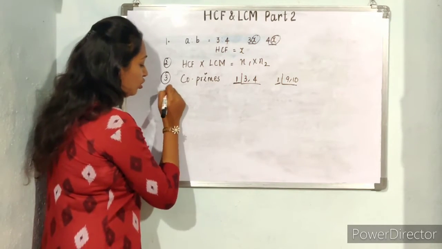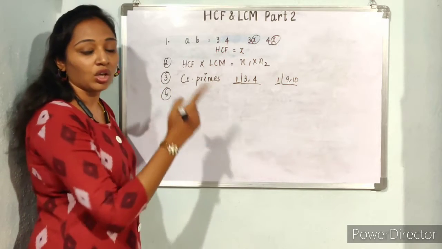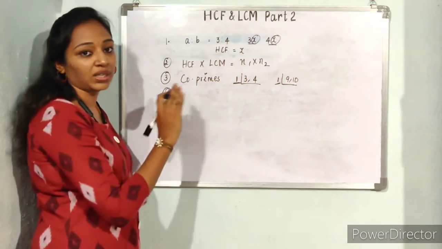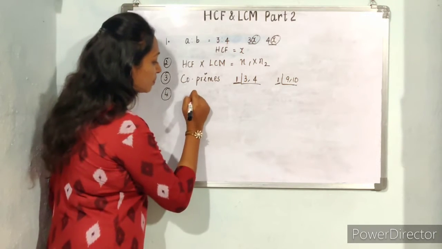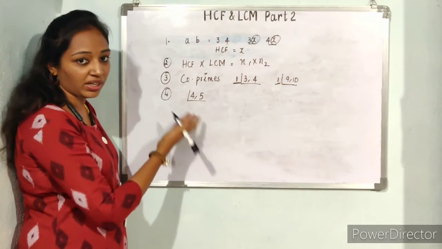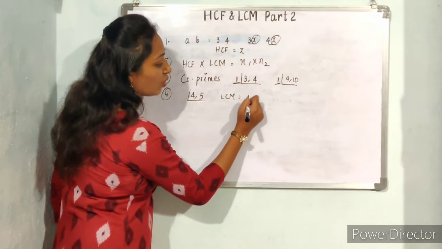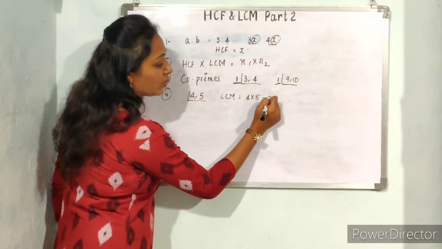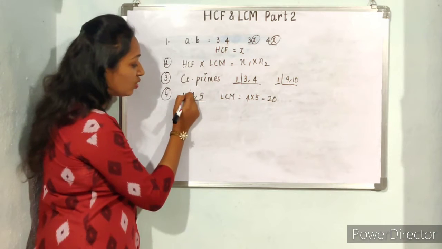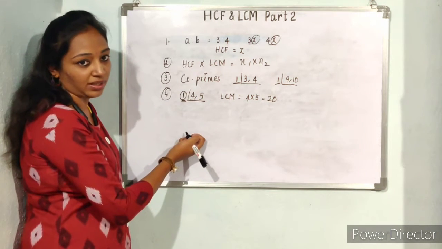The fourth concept is, if we have any two numbers which don't have a common divisor, the multiplication of those two numbers will give you the LCM. Example, 4 and 5. You cannot divide these two numbers by any common number. So the LCM of these two numbers is 4 into 5, which is equal to 20. The HCF is only 1. So the LCM is the multiplication of the numbers.